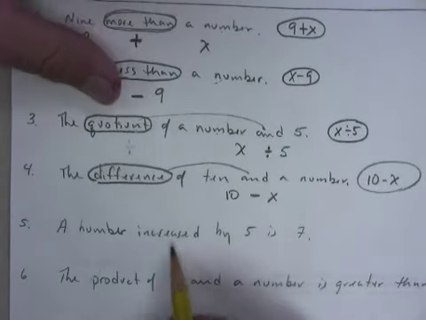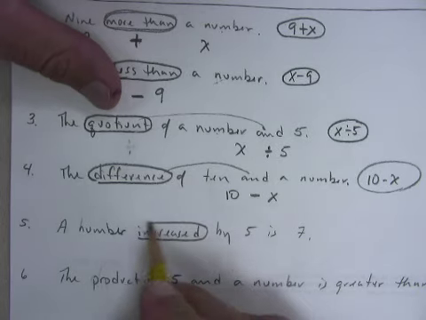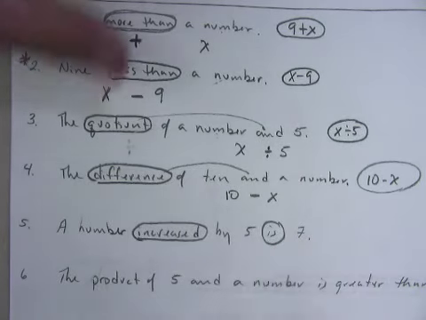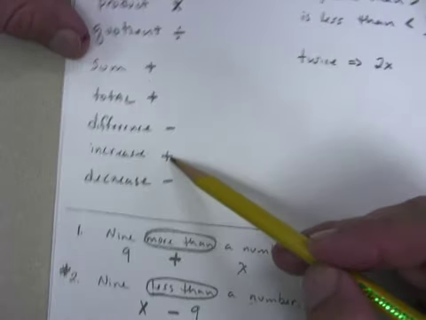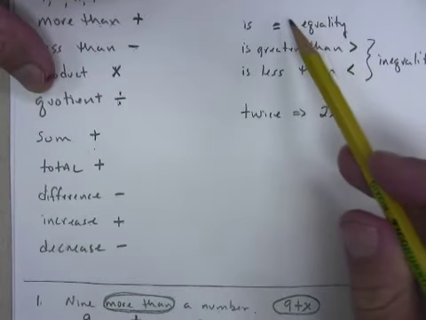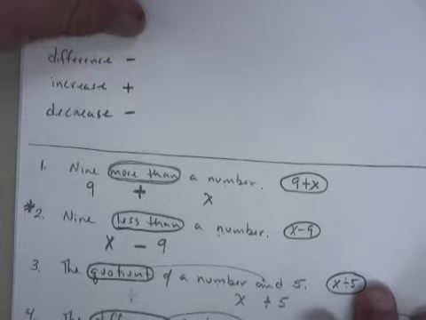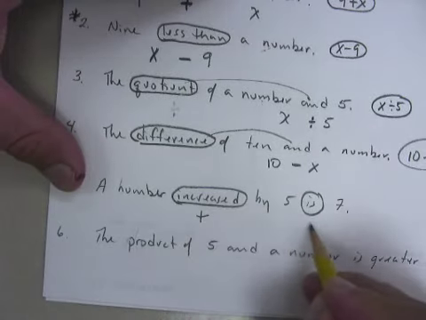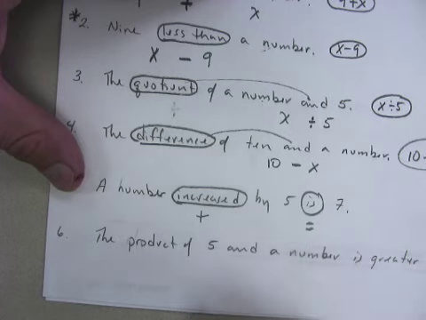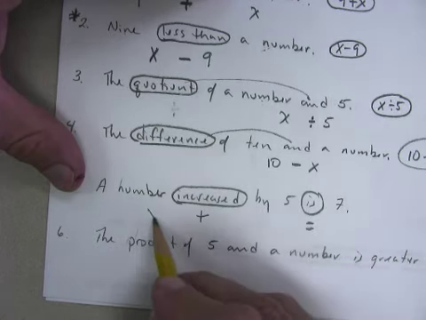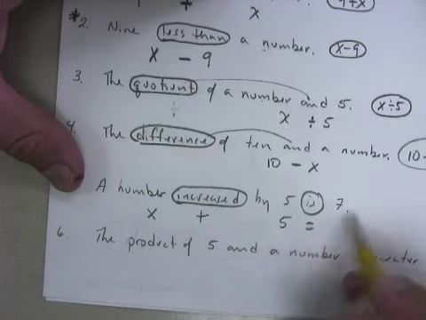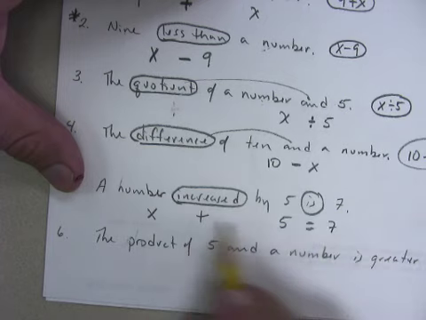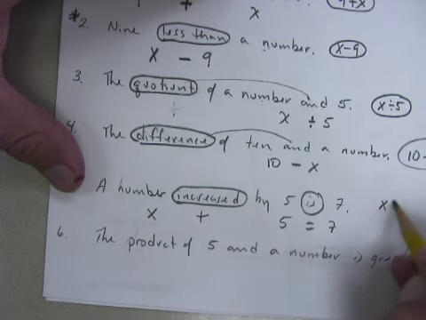Here's the next one. Increased and is. 2 of them. So increased from up above is positive. Is was an equal sign. So increase is positive, is equals. And a number is x. There's the 5 and there's a 7. So it's x plus 5 equals 7.